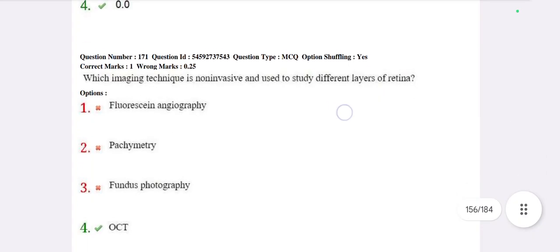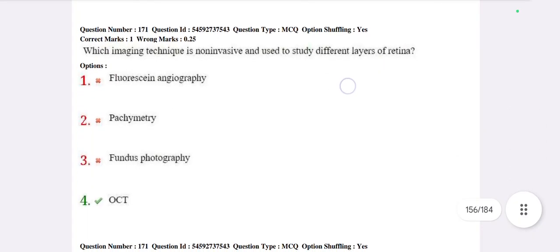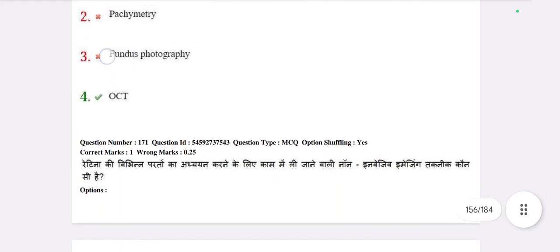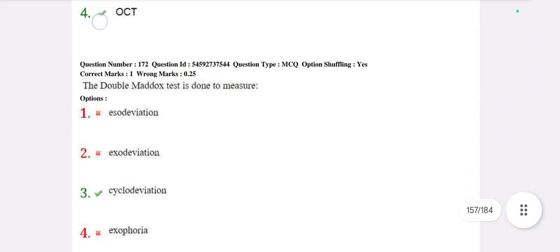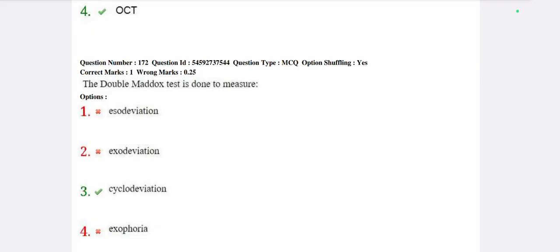Next question is, which imaging technique is non-invasive and used to study different layers of retina? Options are fluorescein angiography, second pachymetry, third fundus photography, fourth OCT. Correct answer is OCT.